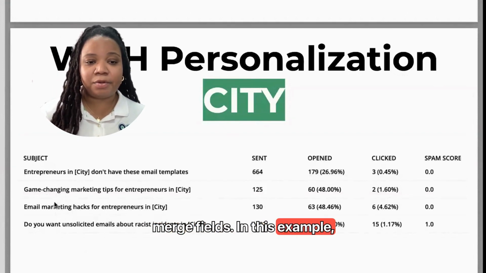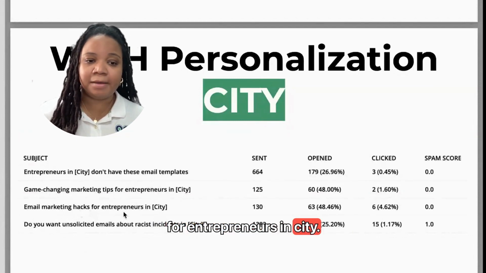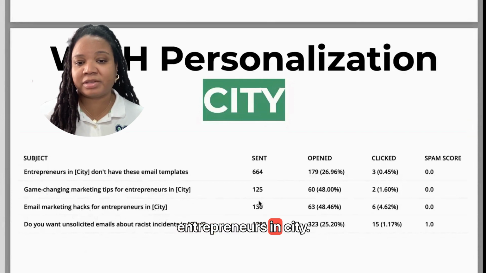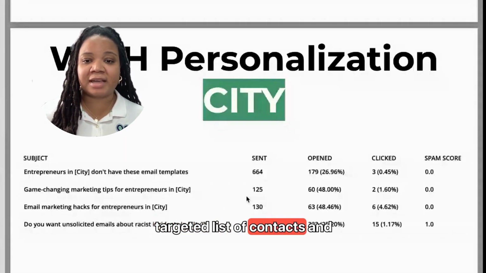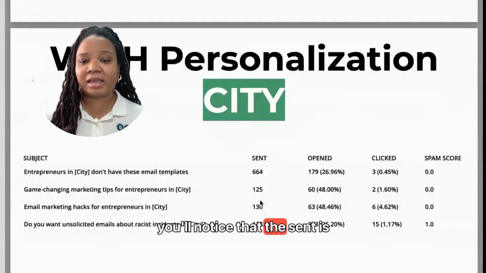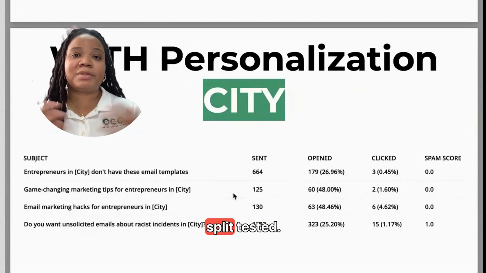In this example, these two emails, "Game-changing marketing tips for entrepreneurs in [city]" and "Email marketing hacks for entrepreneurs in [city]," first and foremost, were sent to a very targeted list of contacts. And you'll notice that the sent number is very small, and that is because these were actually split tested.